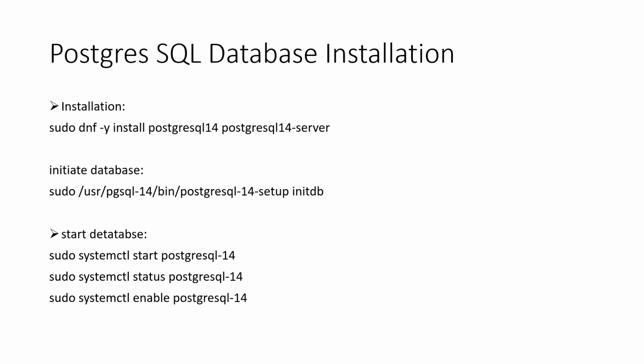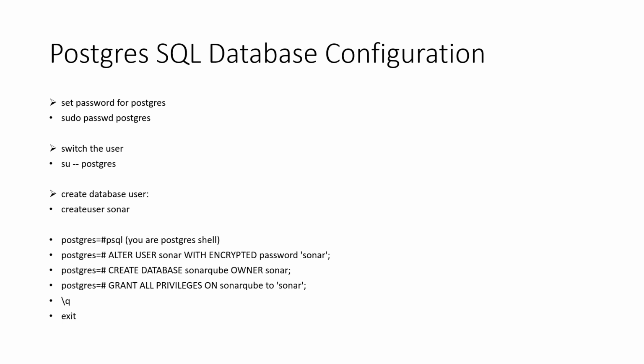Okay, let's look at the next slide, which talks about the PostgreSQL database configuration. First we will set up the password for postgres using passwd postgres. You can set up whatever password you want, then switch to the postgres user. Then for database configuration, we will follow these steps to create the user for SonarQube. I'm creating this user, createuser sonar, then postgres, and you can check psql.